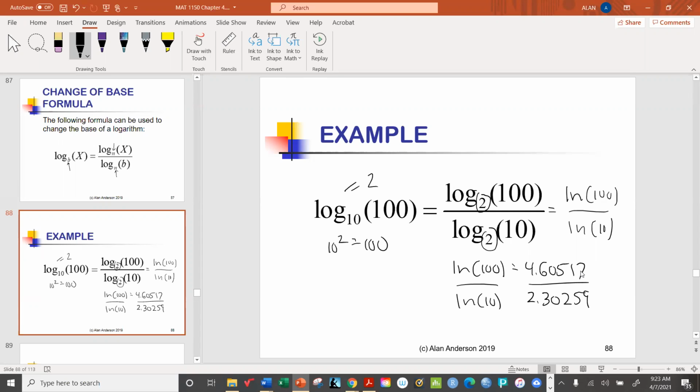Now, of course, there's going to be some rounding problems, but if you take that ratio, it's like 1.99999, so you can round it to 2. Now, let me show you why this might be helpful on your calculator, at least, when you've only got 2 logs to choose from, base 10 and the natural log. Suppose you need something different.